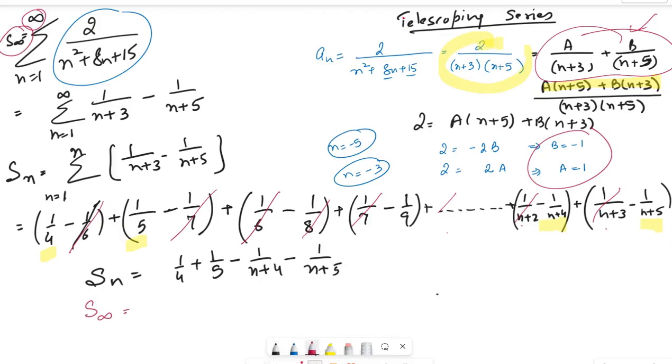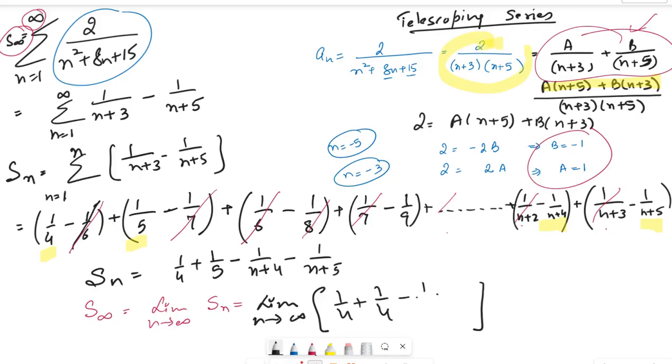But we want to find S infinity. S infinity would be the limit as n approaches infinity of Sn. Basically, the limit as n approaches infinity of this expression which we found. Now, sorry, this is n plus 5. You notice the first two are just constants, but when n approaches infinity, n plus 4 also approaches infinity. So this approaches 1 by infinity, which is 0, and this will approach 1 by infinity, which is 0.